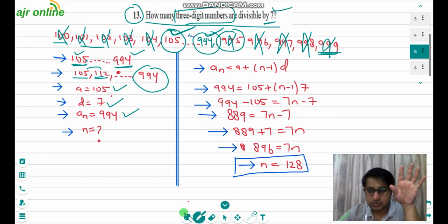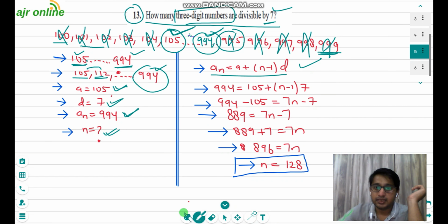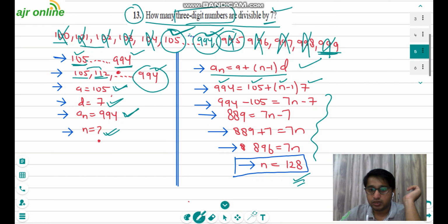If you remember, in the fifth or sixth question, I do not remember exactly, I told you that if the last term of the AP is given, then take that term as AN and then find N. So N will be the number of terms in this AP, and we have to find only this. We have got AN, D and A, and we have to find N. We know that AN is equal to A plus N minus 1 times D. We put in the AN value, the A value, and D is 7, and when we solve it, it comes out to be 128.